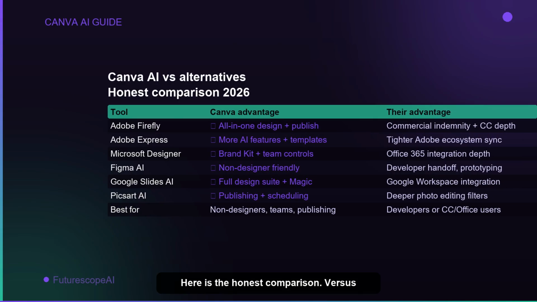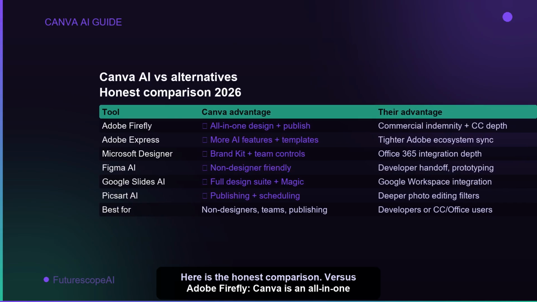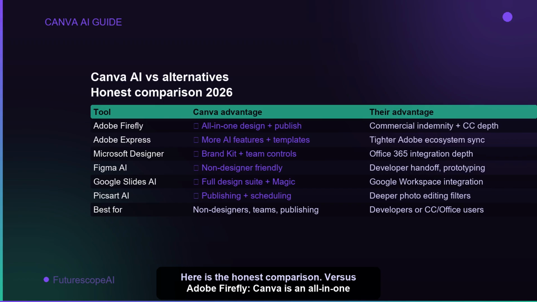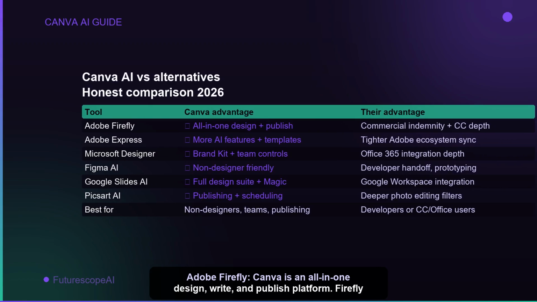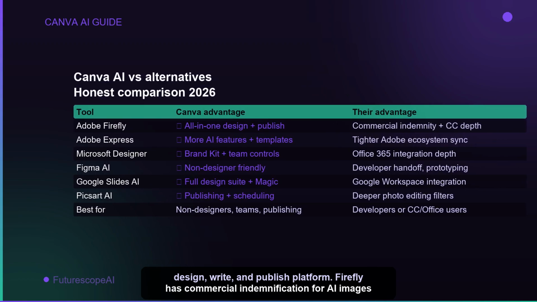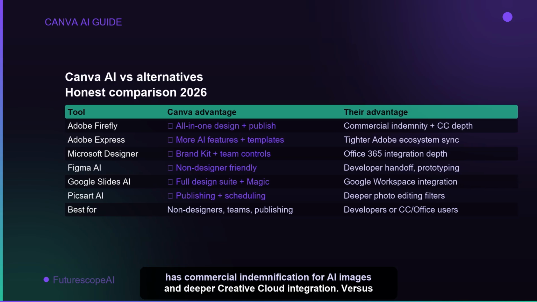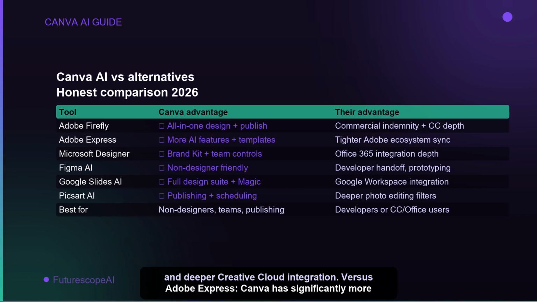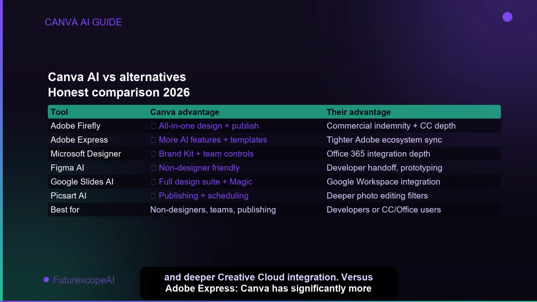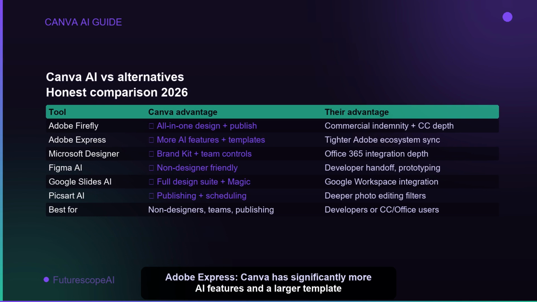Here is the honest comparison. Versus Adobe Firefly, Canva is an all-in-one design, write, and publish platform. Firefly has commercial indemnification for AI images and deeper Creative Cloud integration. Versus Adobe Express, Canva has significantly more AI features and a larger template library. Express has tighter integration with the Adobe ecosystem if you already use Creative Cloud.